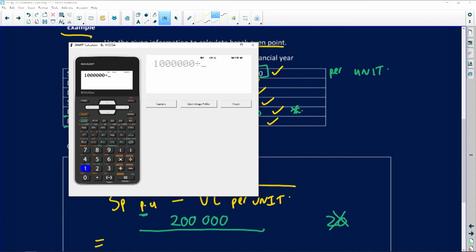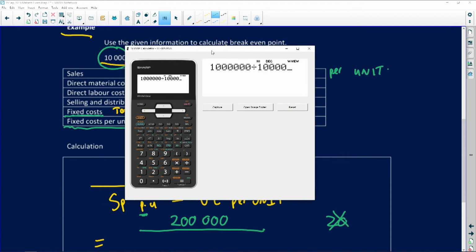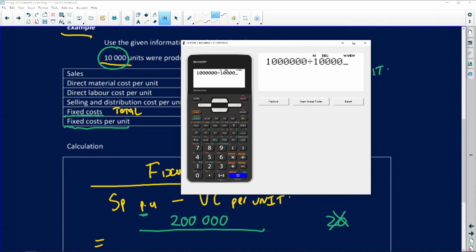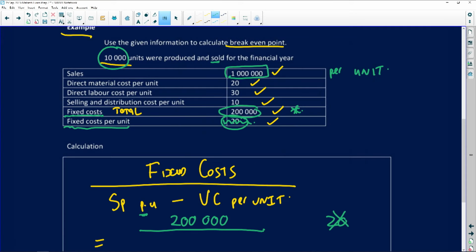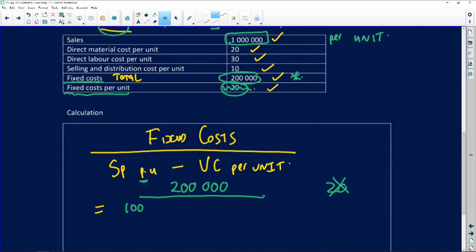Divided by, I think it was 1,000, or was that 10,000? Let me just quickly double check. It was 10,000. So my selling price per unit is 100 Rand. Okay, so 100 Rand, right? Not total sales. So minus variable cost per unit.